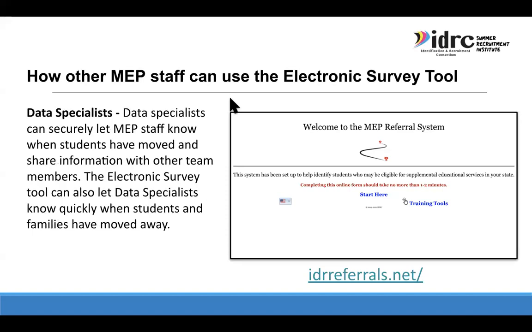Data specialists can use the system to securely let MEP staff know when students have moved and to share information with other team members. We have some states that are currently using the electronic survey tool system to let recruiters and staff members know about interstate moves. When students move from one portion of the state to another, they're using the system to securely let the recruiters in that other portion of the state know that there's a new student available. The electronic survey tool also can let data specialists know quickly when students and families have moved away.